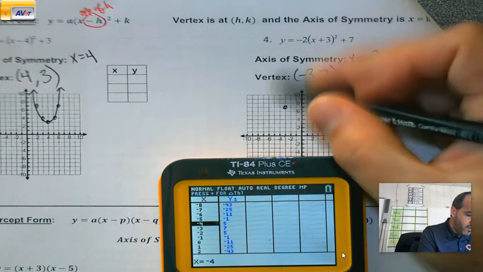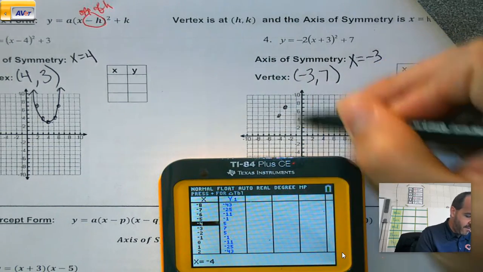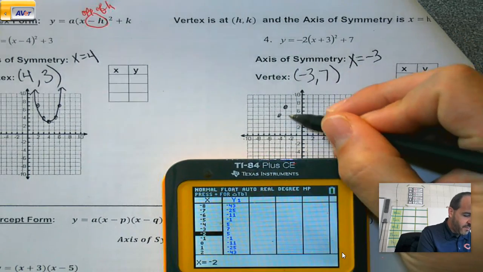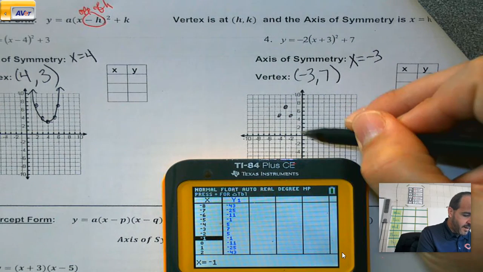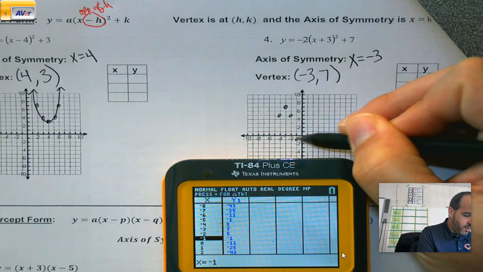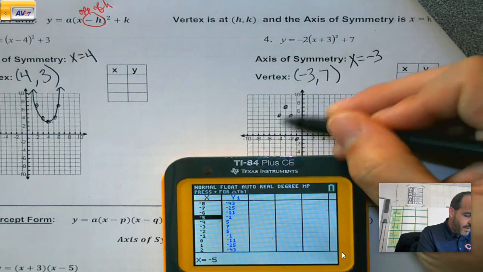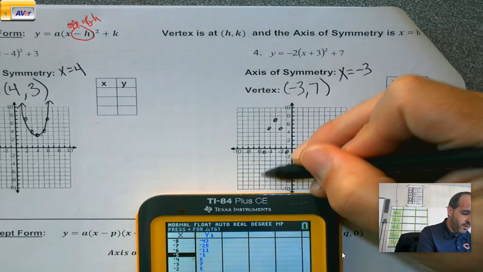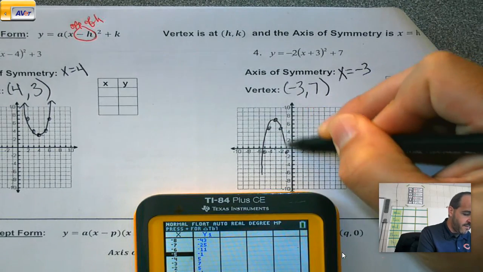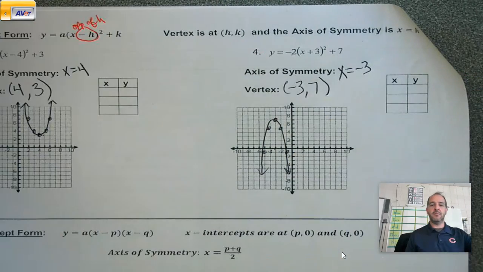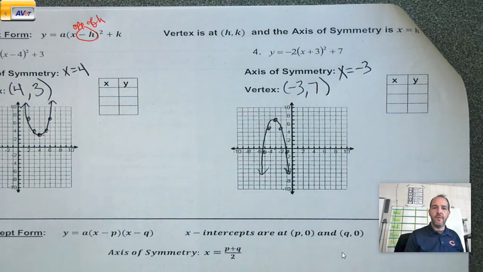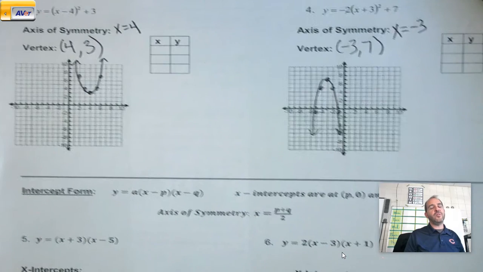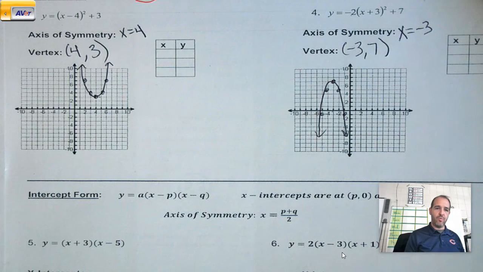So -4, 5, -2, 5, -1, -1, -5, -1, little curve, and we're in business. Nice. Okay. So nothing too bad so far. Between the technology and what we're doing, we're going pretty good.